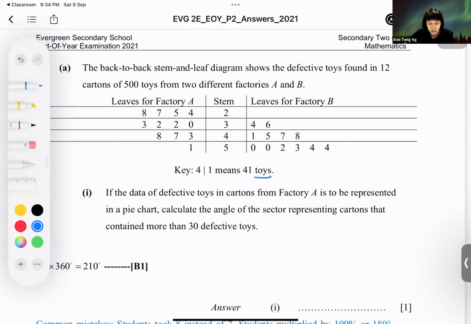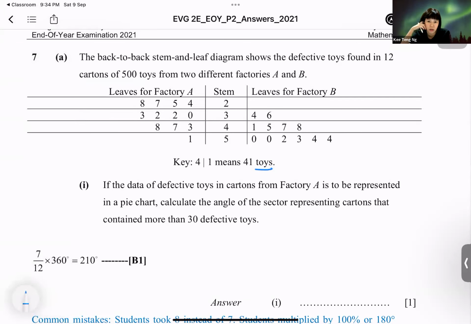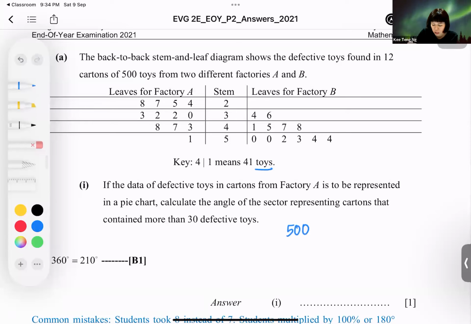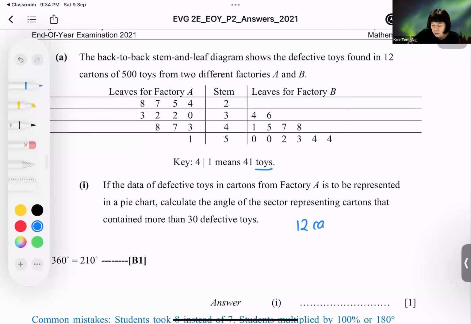Okay. Next question. First part. The total of cartons with defective toys, right? For defective toys, would you want a bigger number of defective toys or a lesser number? No, just thinking in general. If the data of the defective toys in carton A is to be represented in a full pie chart, there are 500 toys, but there are 12 cartons. You just need 12. So 12 cartons represent the whole pie chart. That means 12 cartons represent 360 degrees.